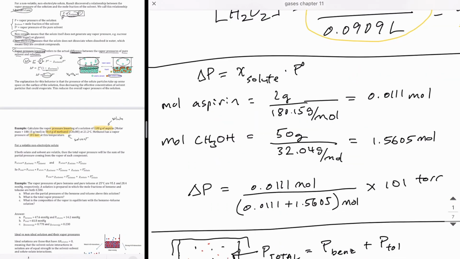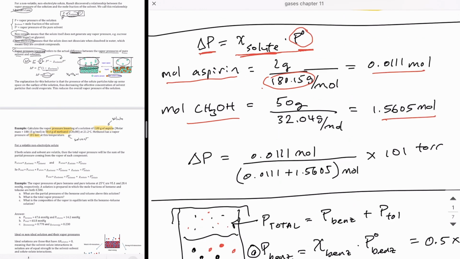Okay, let's take a look now on the right at how we can solve this problem. Again, what they're asking us to do is to calculate the vapor pressure lowering, which is delta P. We just derived that expression earlier: delta P is equal to the mole fraction of solute times the vapor pressure of the pure solvent. So we're going to have to calculate mole fraction. That means calculating number of moles. We have the number of moles of aspirin. I found the molar mass that was given in the question, and so this is the number of moles of aspirin. The number of moles of methanol could also be calculated.